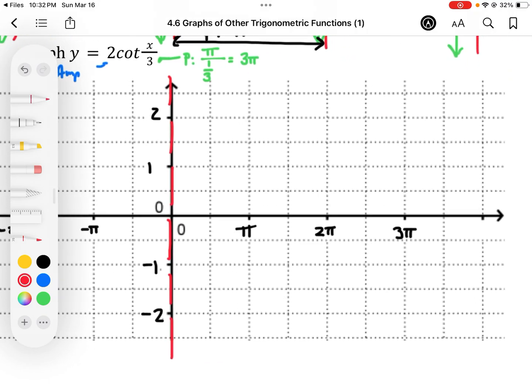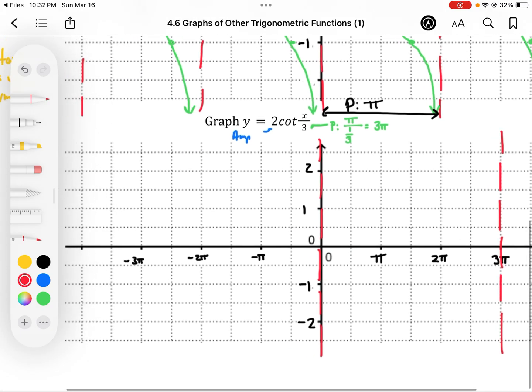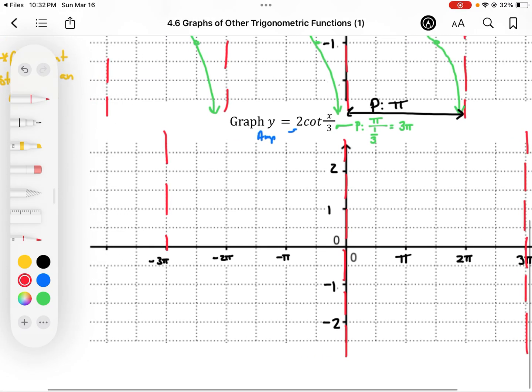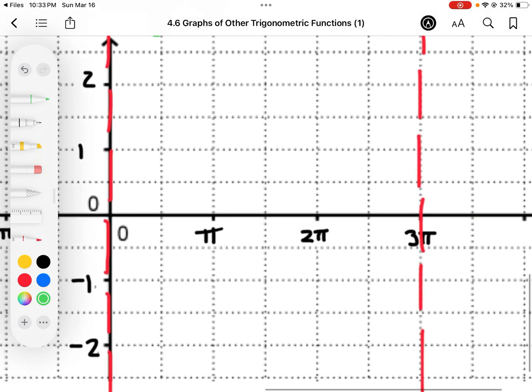So the period length falls between our asymptotes. So my period is 3 pi. So I need to go 3 pi to get my next asymptote to the right. I need to go 3 pi to get my asymptote to the left. And now we're just going to fall between here. You're good to just use your halfway points. So my 0 will fall halfway between here, which would be right in the middle.